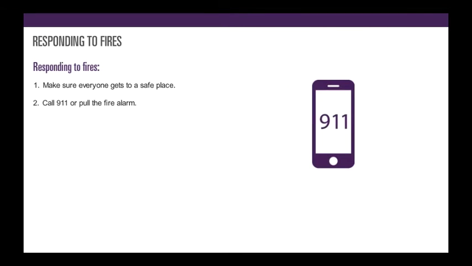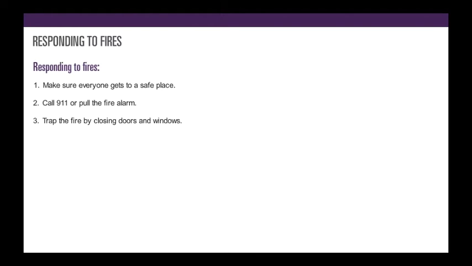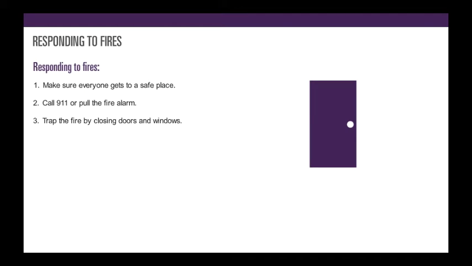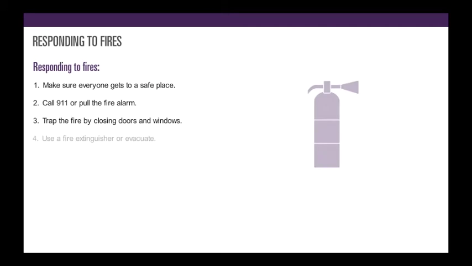Next, call 911. Pull the fire alarm if the consumer's building has one. If you can do it safely, close all doors and windows around the fire. This will help to trap the fire. Last, decide if you can safely use a fire extinguisher on the fire. If the fire is too large to safely use an extinguisher, evacuate the building.